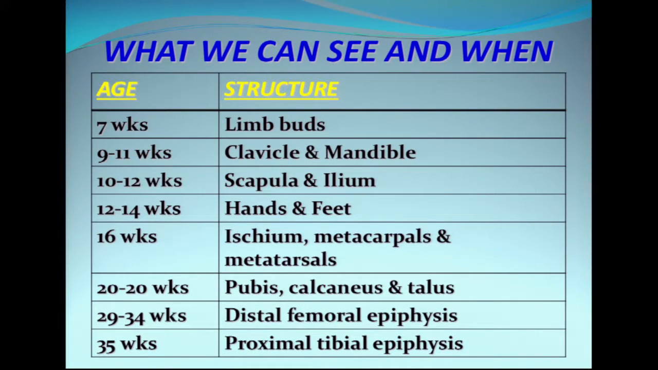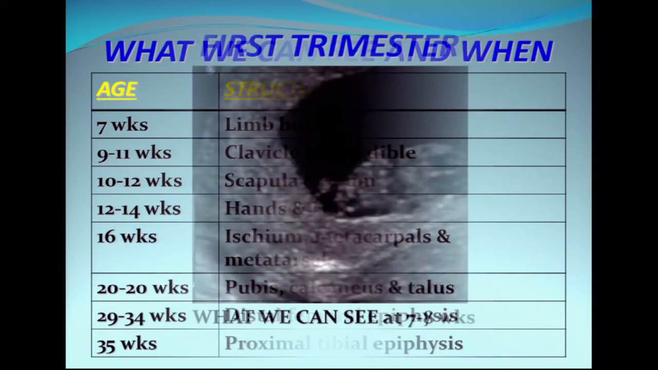This table lists the musculoskeletal structures that we can see from the very early part of gestation to the late third trimester. Clearly, the hands and feet should be visible in all cases, if normal, at approximately 12 to 14 weeks.